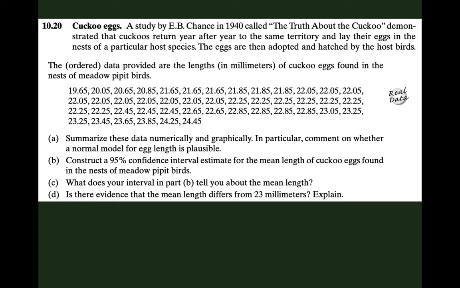So the first thing we're asked to do here is summarize the data both numerically and graphically. In particular, comment on whether a normal model for egg length is plausible. It's interesting, the book specifies parenthetically that the data are ordered. And the reason for this really is to facilitate finding the median by hand, which is the 50th percentile. But in this class, we're using the calculator to do all of these computations.